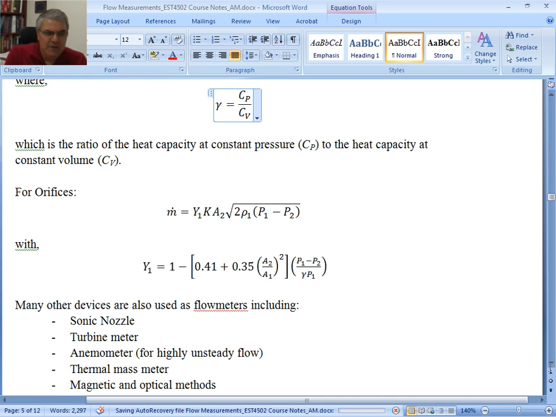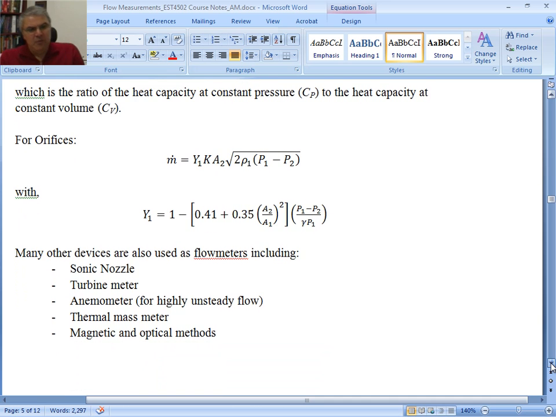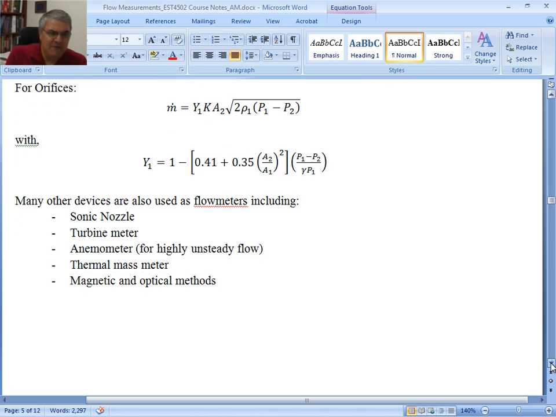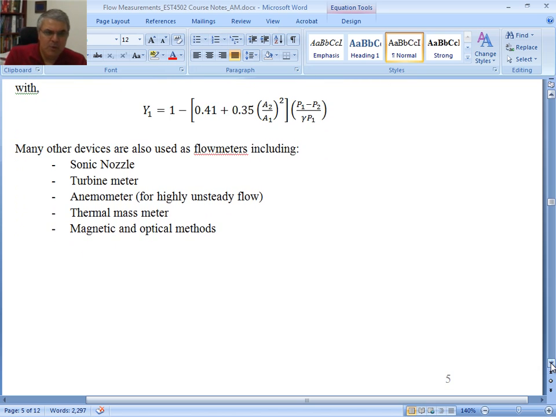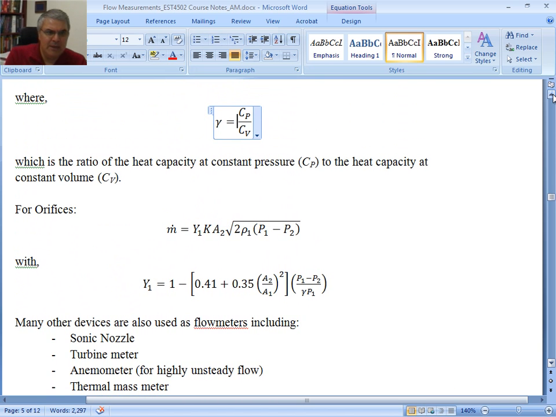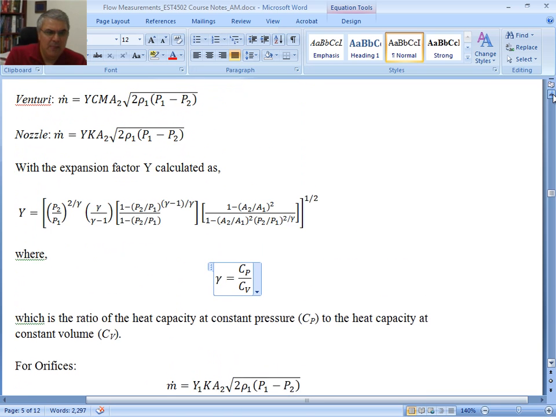There are also other types of flow meters, including sonic nozzle, turbine meter, anemometer, thermal mass meter, and magnetic and optical methods. Again, we leave those for more advanced courses. We try to cover the basics here, and as you can see, that by itself could be quite a challenge.